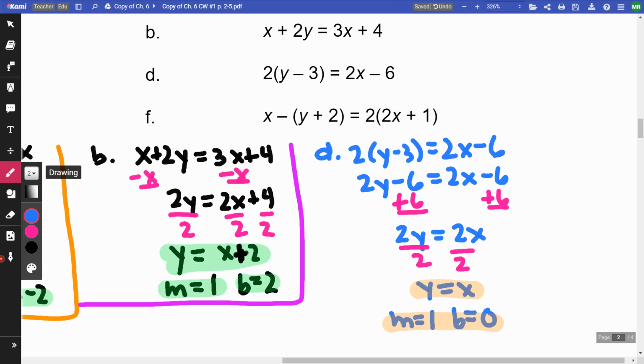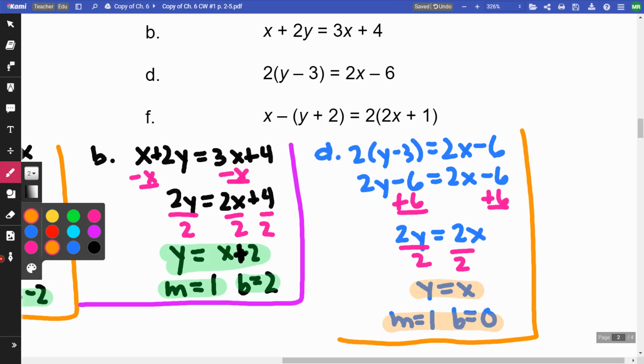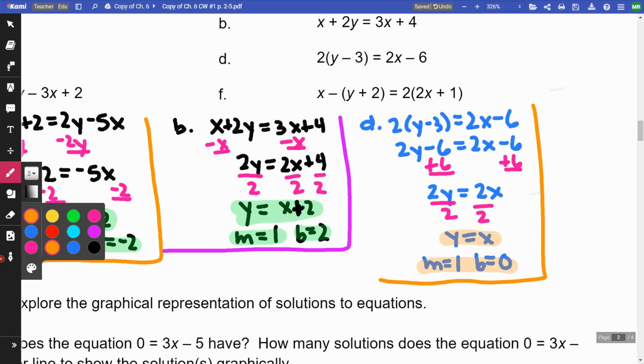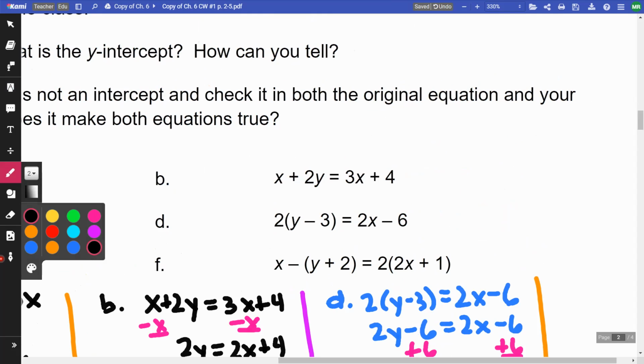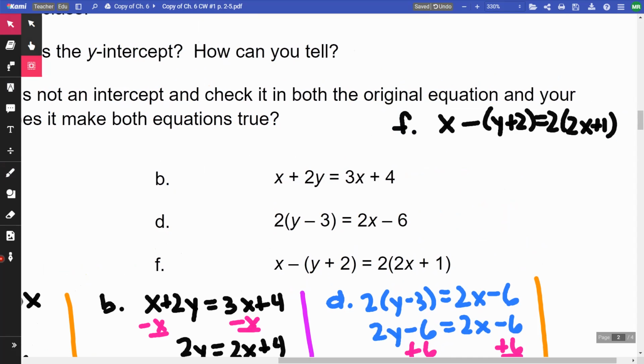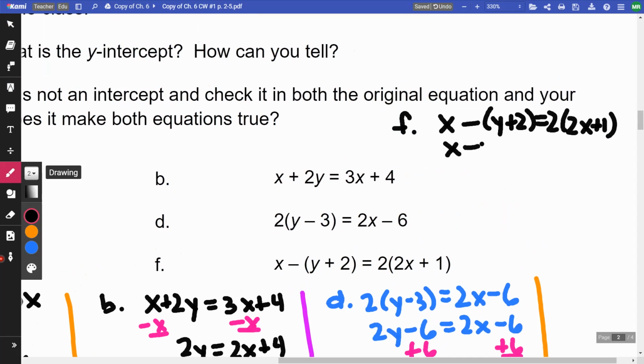Now the last one, letter F. I'm going to do F up here. Okay, so letter F. I'm going to have x, and I'm going to distribute. Let me just write it first. x minus y plus 2 equals 2 times 2x plus 1. So I am going to distribute. So I get x minus y minus 2 is equal to 4x plus 2.